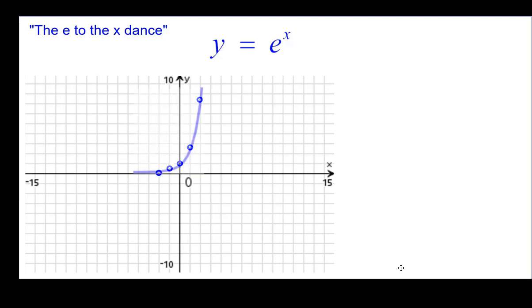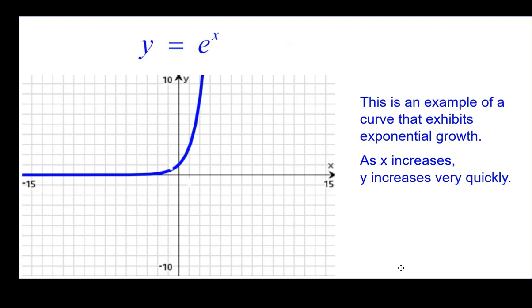When we connect the points, we get that kind of easy chair look. And then we go ahead and put in the end behavior that we know. This again is an example of a curve that exhibits exponential growth. As x increases, y increases very, very rapidly. Okay, this is exponential growth.